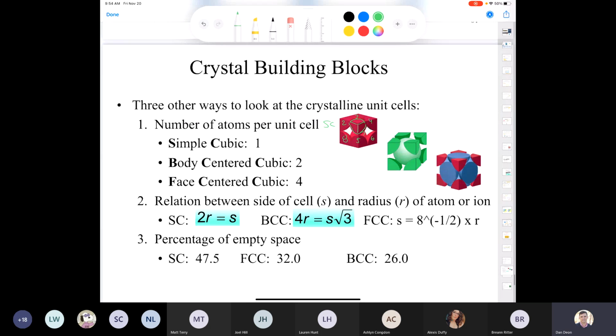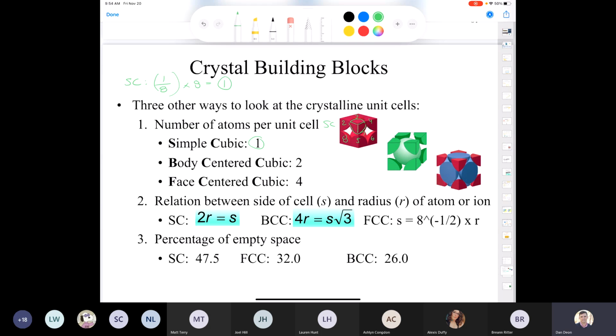So how many atoms do I have per unit cell? I've got 8 corners, right? So for the simple cubic, I've got 1/8 of a sphere times 8 corners. That gives me 1. So the number of atoms per unit cell for simple cubic is just 1.